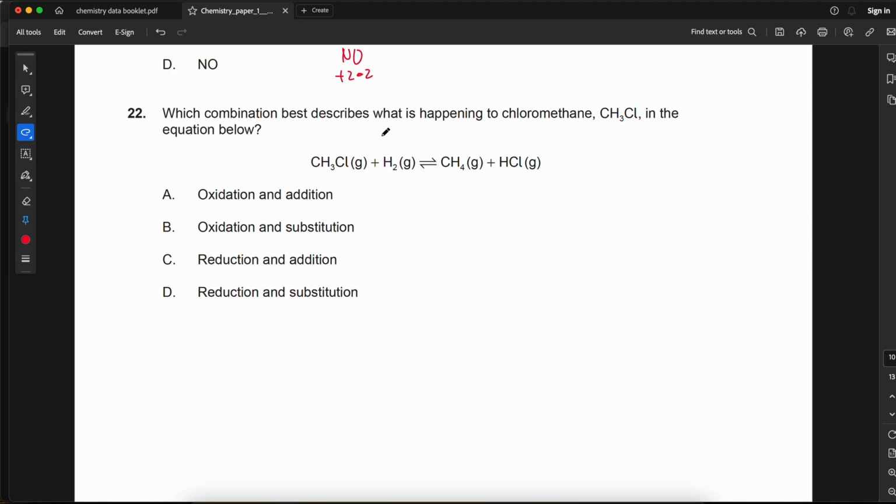Which combination best describes what is happening to chloromethane CH3Cl in the equation below? The reaction replaces the chlorine atom in chloromethane with a hydrogen atom, so it's a substitution. And you know, in oxidation and reduction, if the number of oxygen increases, it is an oxidation. If the number of H increases, that would be a reduction. You can see here the number of hydrogen atoms increases while the chlorine atom decreases in the product, so that would be a reduction.